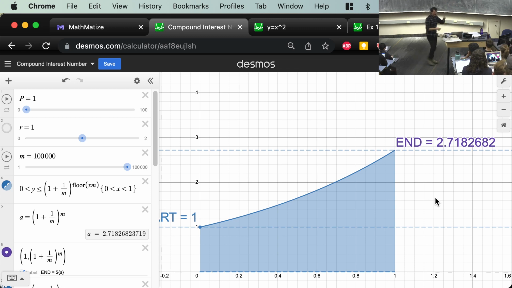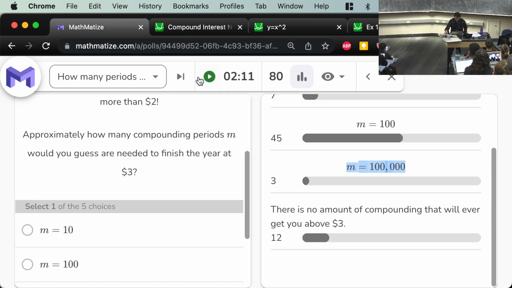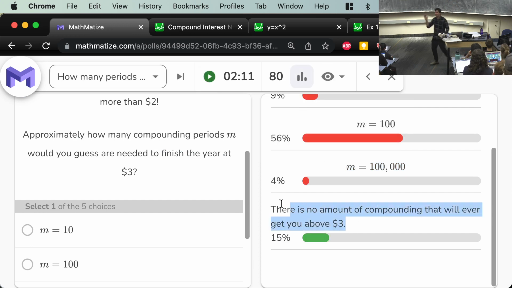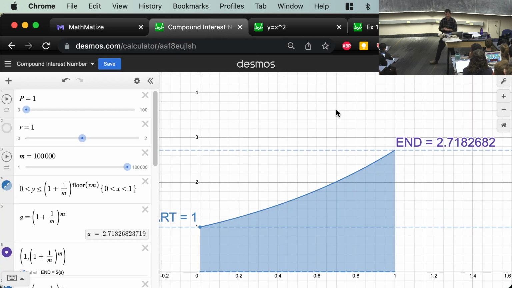2.7182. So the right answer was, there is no way. You will never get above $3. Even if you compound every microsecond all day long, the more you compound, you will never, ever get to $3. The highest you can get to is 2.718. Let me read more decimals. 2.718268.